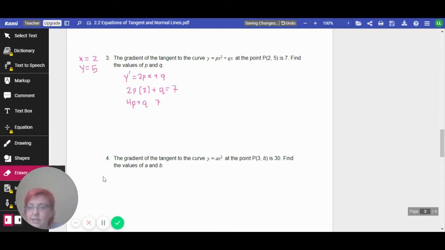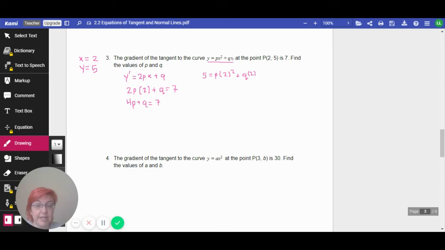Now, that in and of itself is not that big of a help to us right now. However, it's given us an equation involving P and Q, and we can get another one from our curve equation. Now, I know that 5 is y, and that equals p times x squared. Well, x is 2, plus q times x, which is 2. And that's just me plugging x and y straight into this equation.